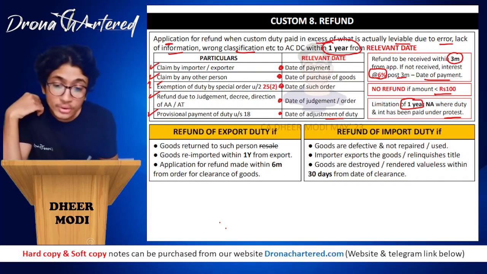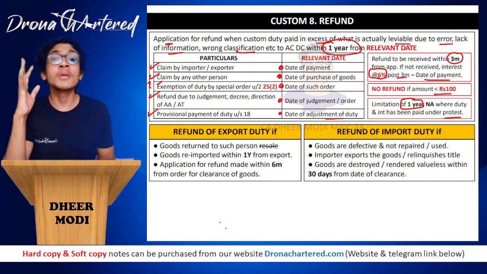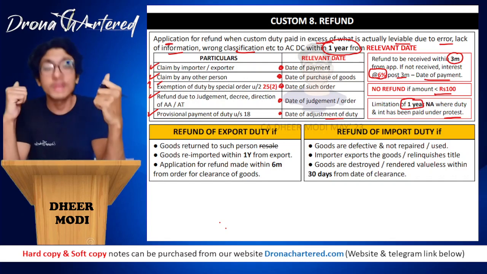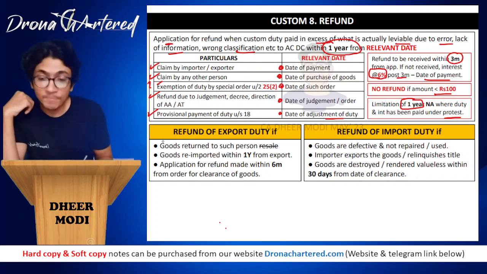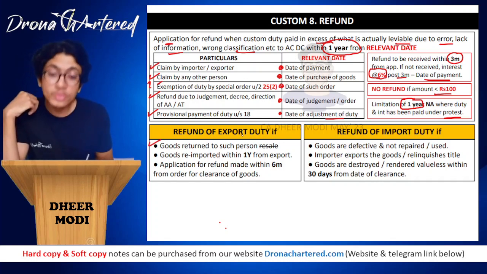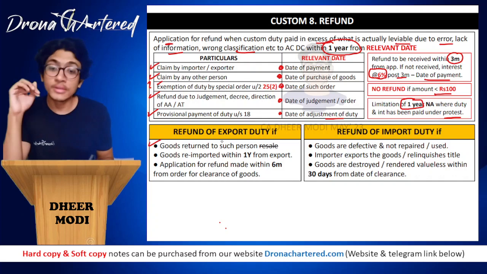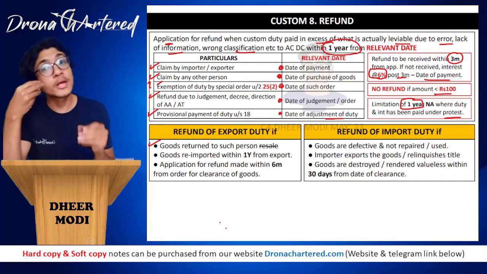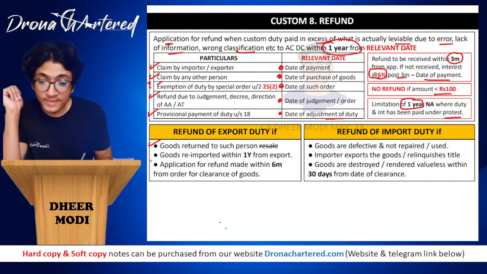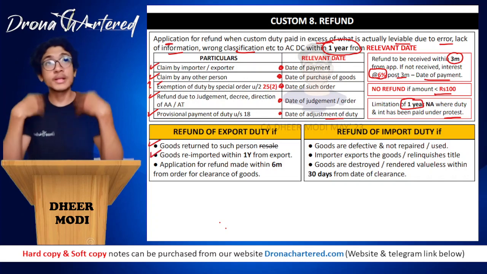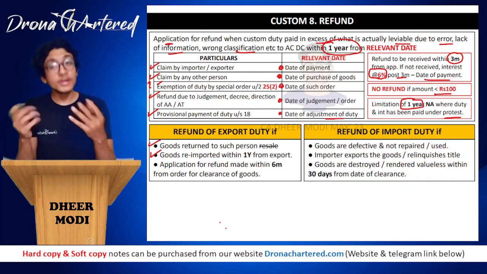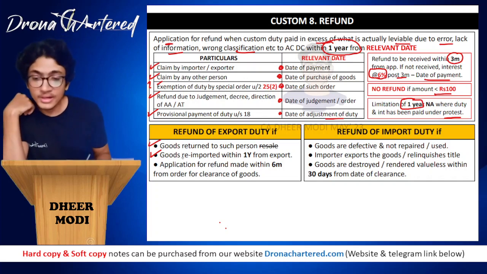Okay. Next is your refund of export duty and refund of import duty. So if while exporting goods you paid some duty and now you want a refund of it, what are the cases? If the goods have been returned to such person not for the purpose of resale, in such a case export duty will be refunded. That means basically you had sent the goods and these goods came back returned. That means that person does not want it. So of course this duty will also be refunded.